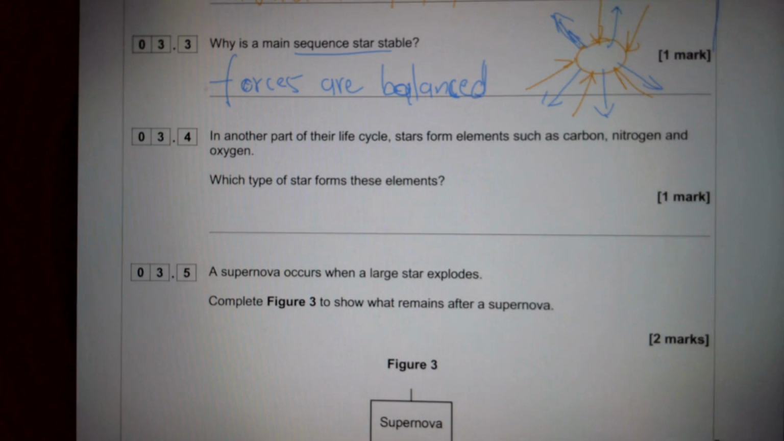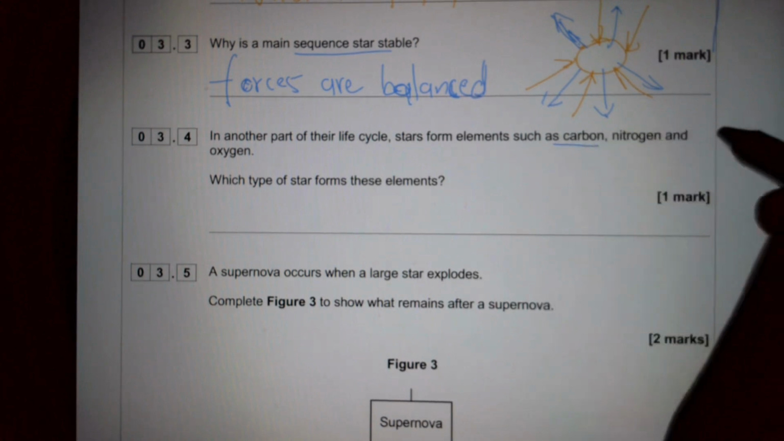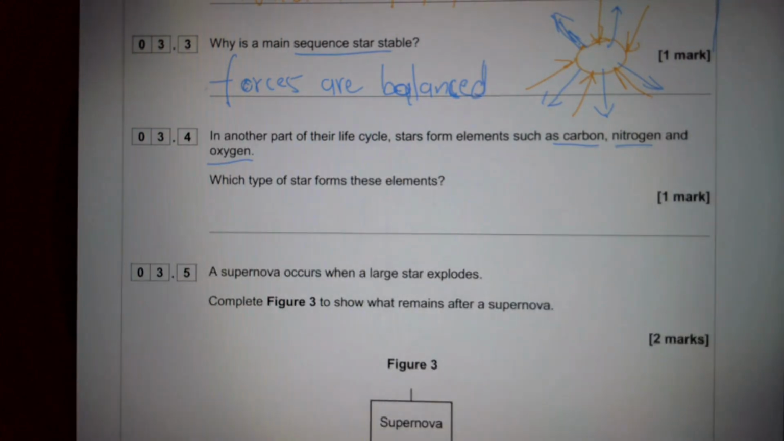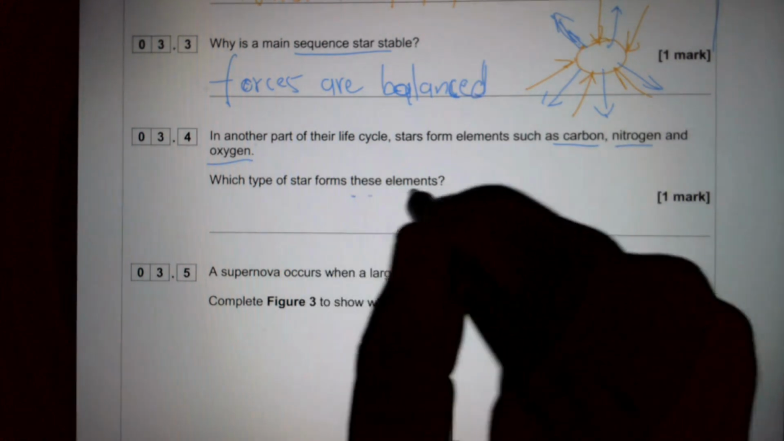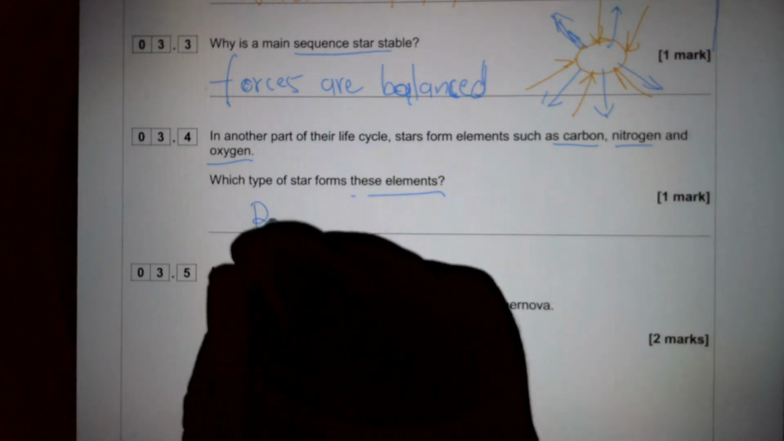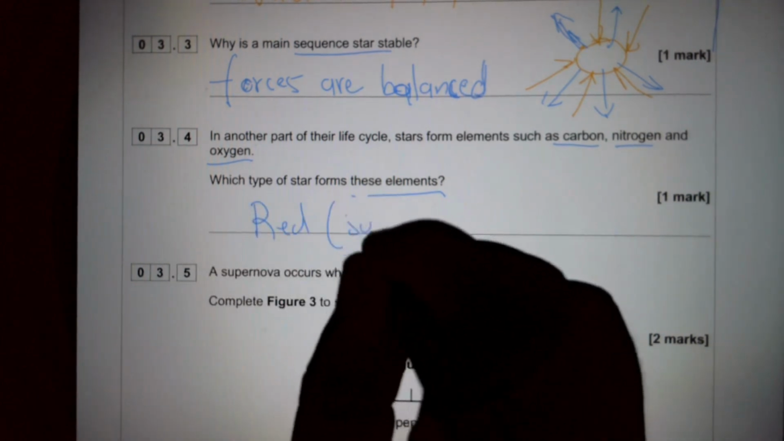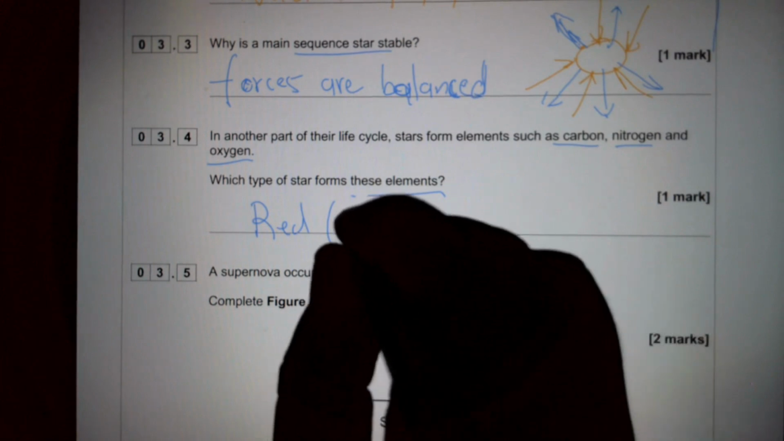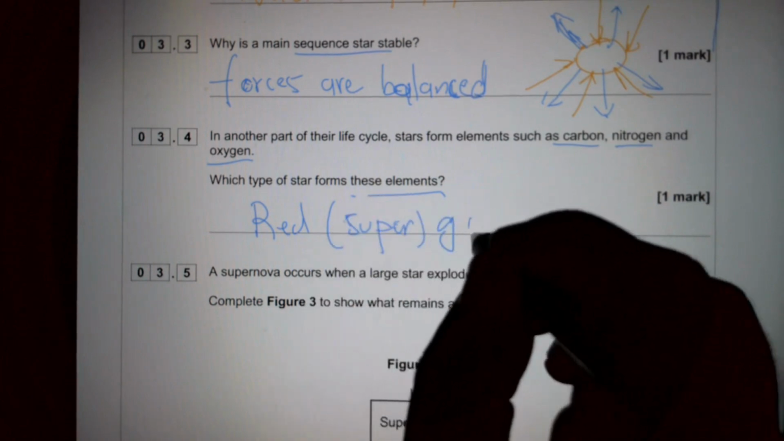This question says that in another part of the life cycle, stars form elements such as carbon, nitrogen, and oxygen. Then the question is, which type of star forms these elements? This is very, very important. It is the red supergiant.